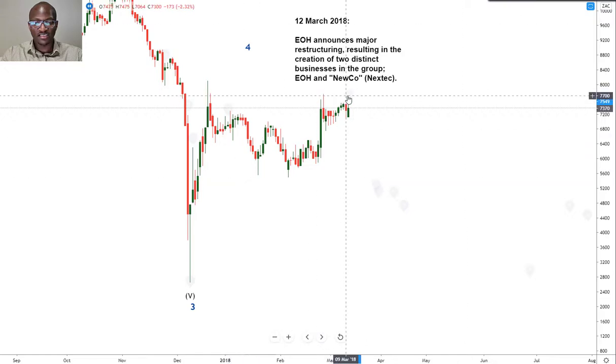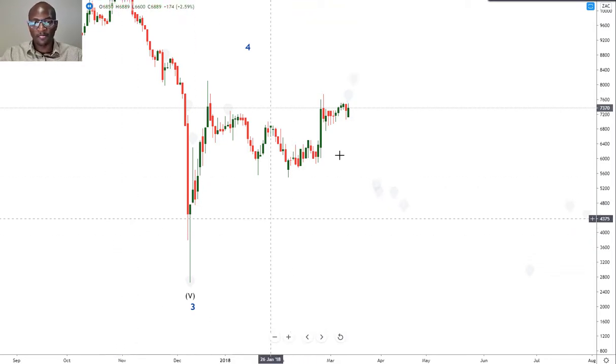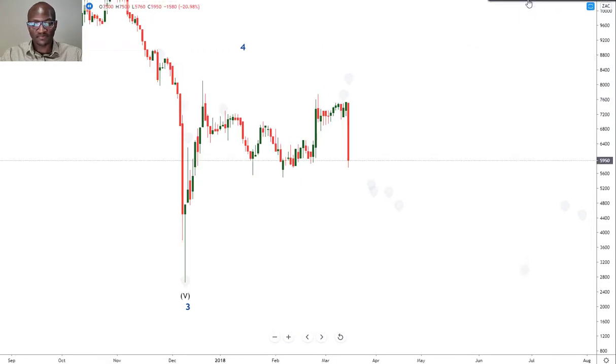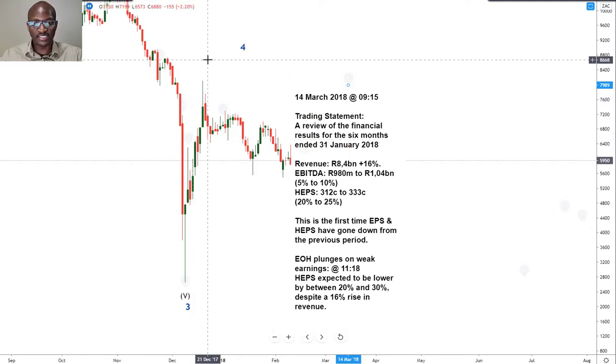And on this day, on the 12th of March 2018, EOH announces major restructuring, resulting in the creation of two distinct businesses in the group, EOH and what was then still known as the new company, which later on went to become Nextech. And then we saw again volatility coming back, down almost 21% that day, and that was due to a trading statement on the 14th of March, review of the 6 months ending January 2018.